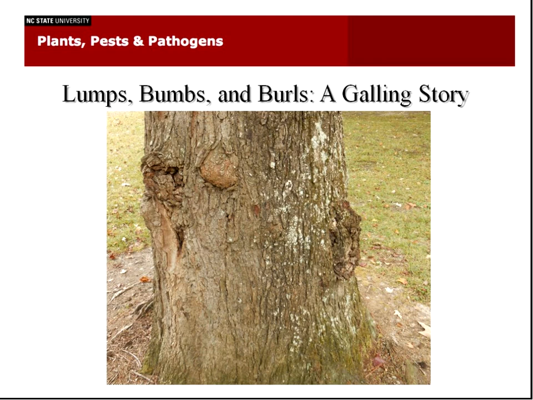But in some cases where we see galls or other kinds of lumpy growths on plant stems or roots, we do know that there's a disease situation going on, and so I want to talk about a few of these.